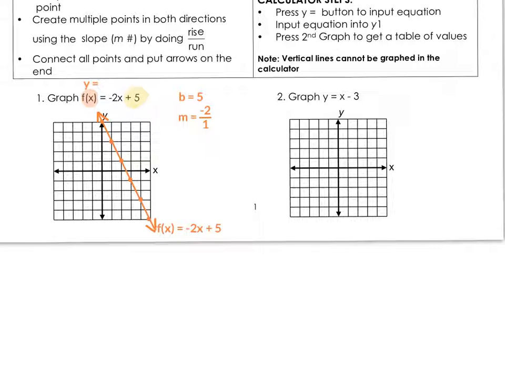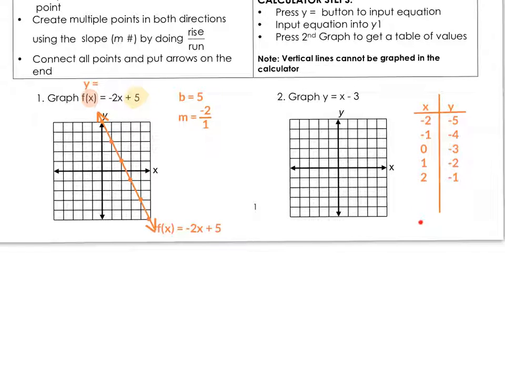Now let's look at the next one. Y equals x minus 3. We just press the y equals button in our calculator and we input x minus 3. Then once I've done that, I can hit second graph to get the table of values and write down that table as my work off to the side of the graph. So now I just write down x, y as a table, and then I picked 5 points. 5 points is enough to then say that you have enough points to connect.